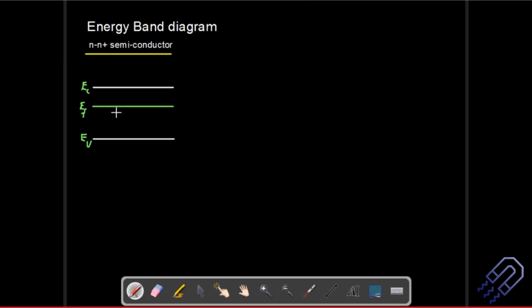Okay? We have it. Now what happens is that if it is not connected, so what will be this? This will be nothing but an N-type silicon. So I'm not saying that it's N plus, okay? And what happens here is that this is the Fermi level and this is the conduction band, okay?